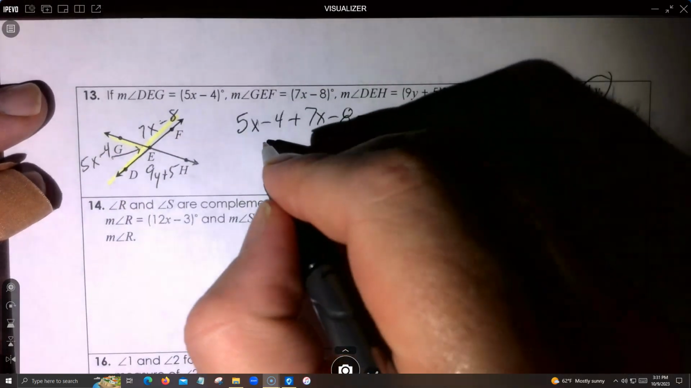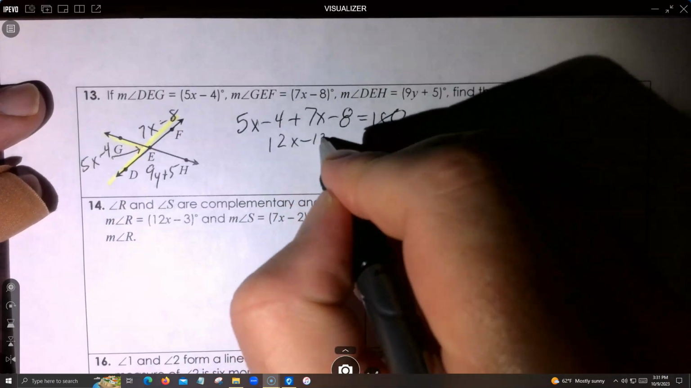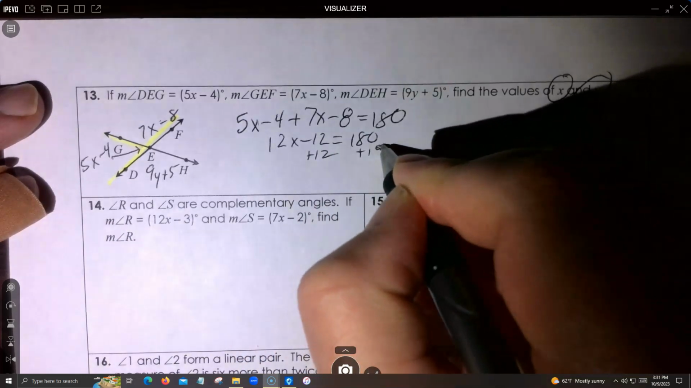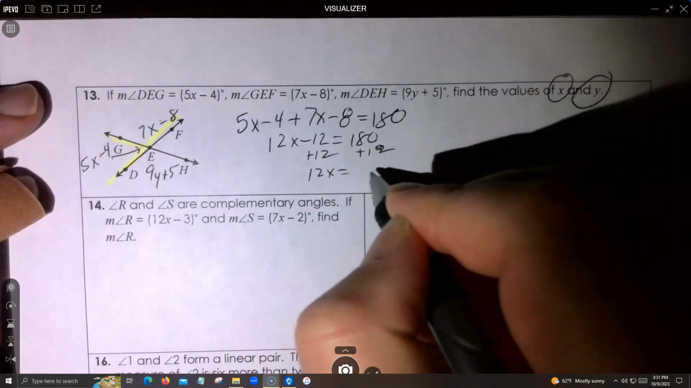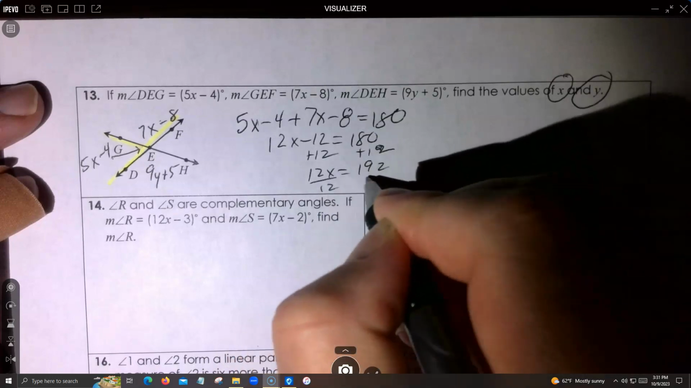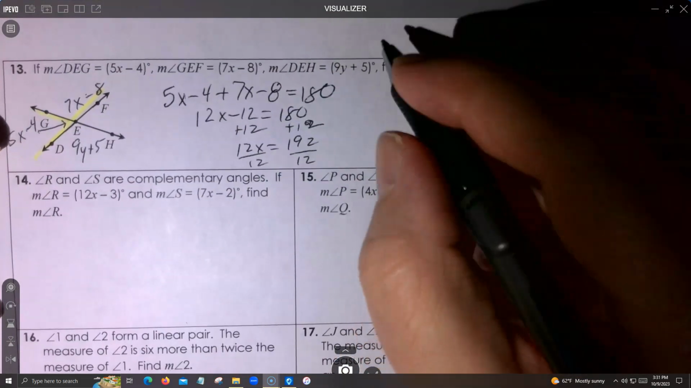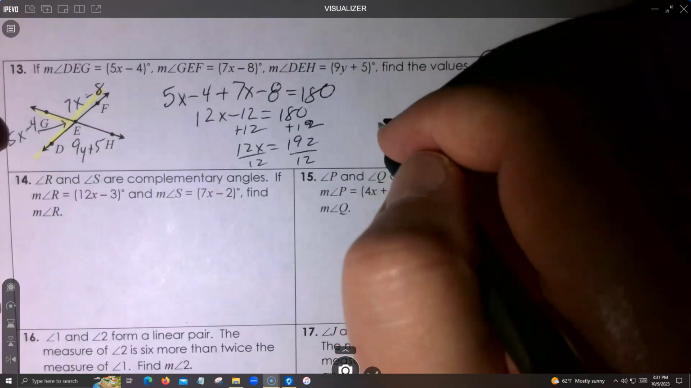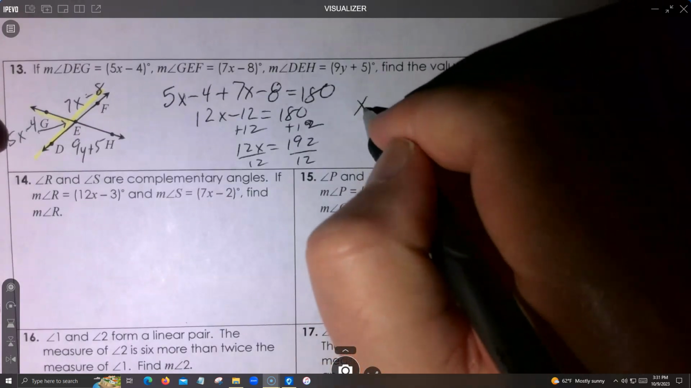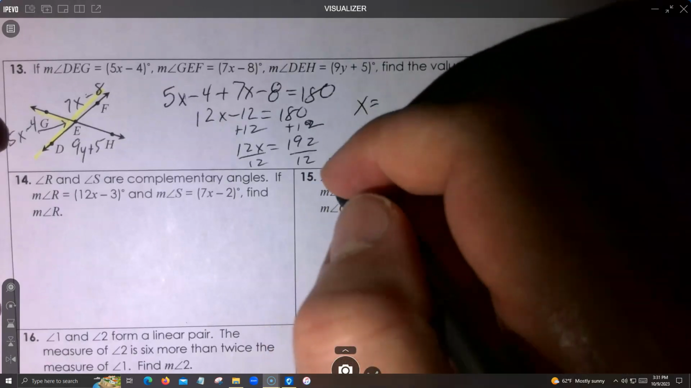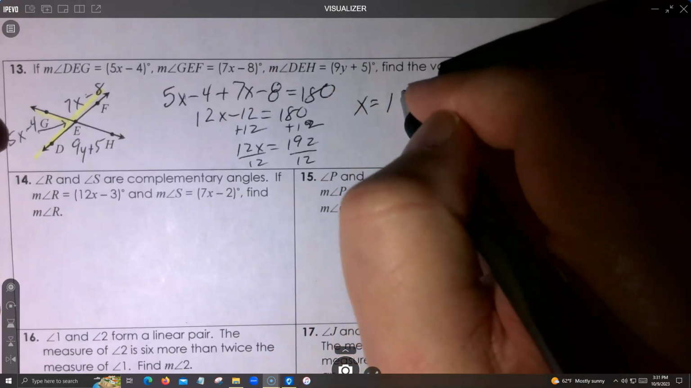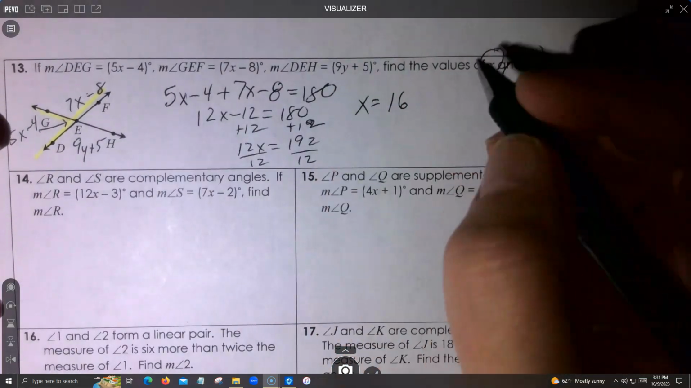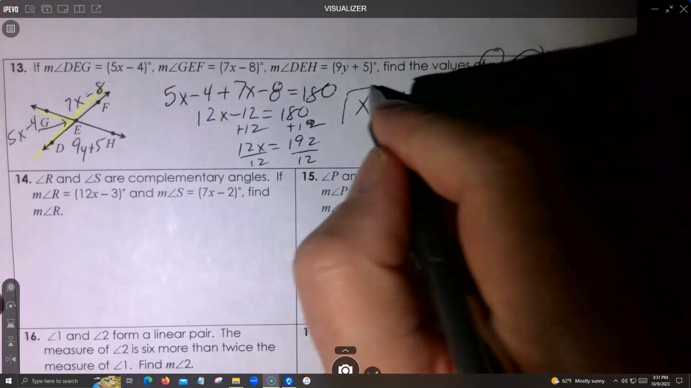All right, so I clean this up. I got 12x minus 12 equals 180. Add 12. 12x equals 192. Divide by 12. What is that, 192 divided by 12? x is equal to 16, I think. Let's see, yeah. Okay, so x is 16, so I'm done with 1.